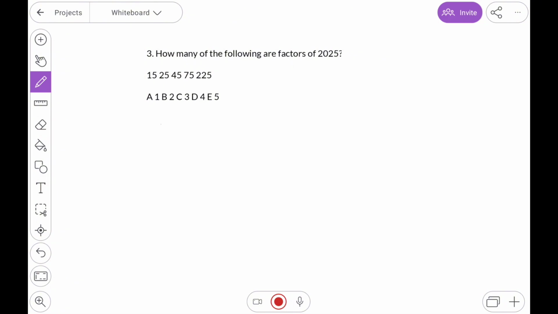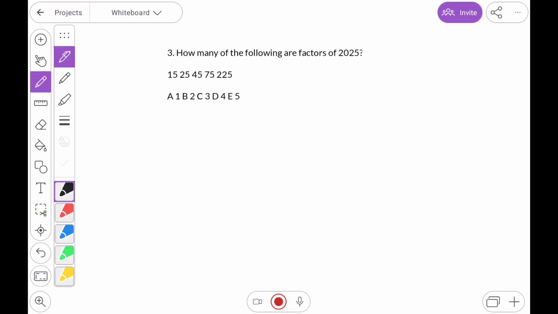How many of the following are factors of 2025? 15, 25, 45, 75, and 225. We need to find the prime factors of 2025. To do that, we are going to use something called a factor tree. So, what factor can we immediately see? 5. And 5 is prime, so we don't need to do anything with that. But what is 2025 divided by 5? It is 405.